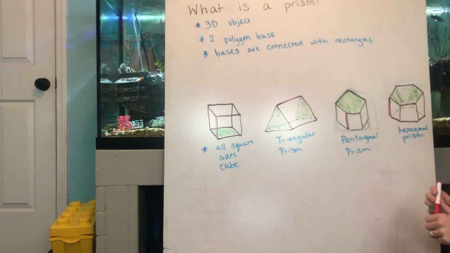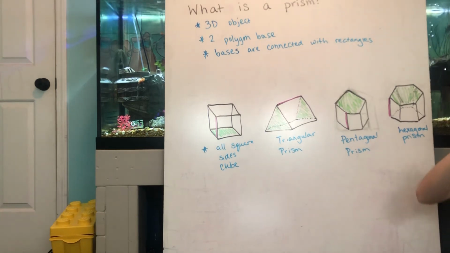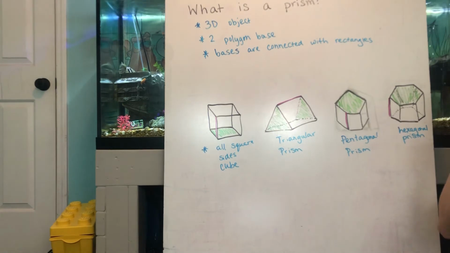So basically the key of this is to understand that the bases are the two polygons, and then the heights are one of the lengths of the rectangles that connect the two polygons that are congruent.